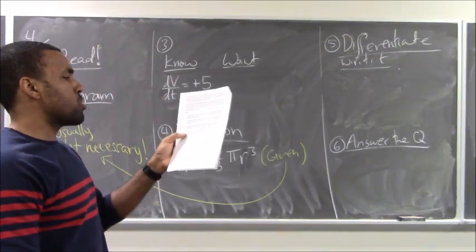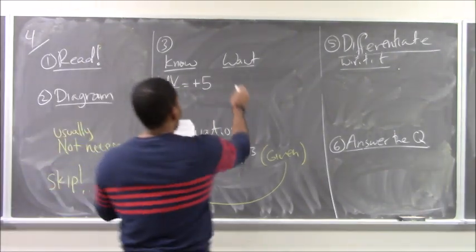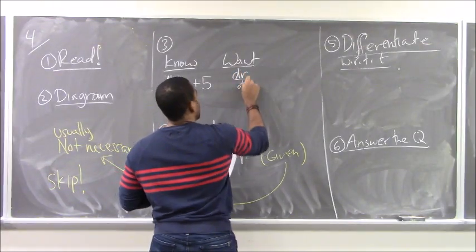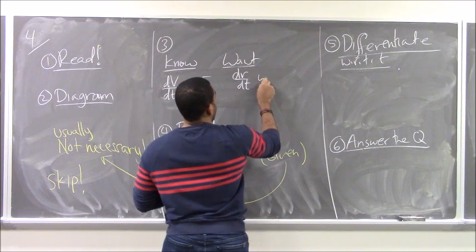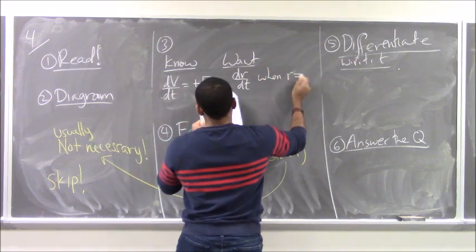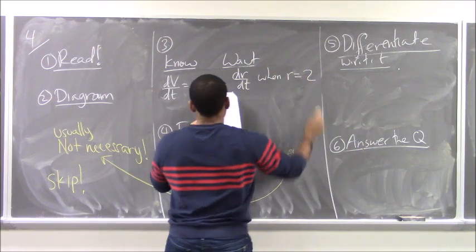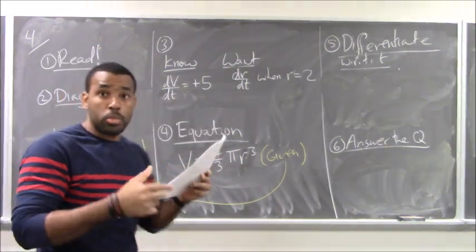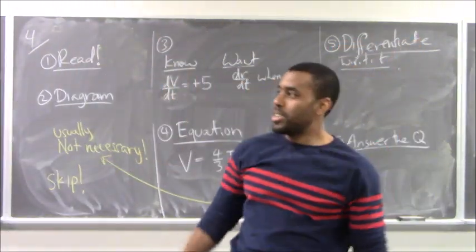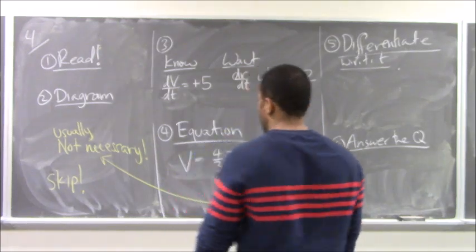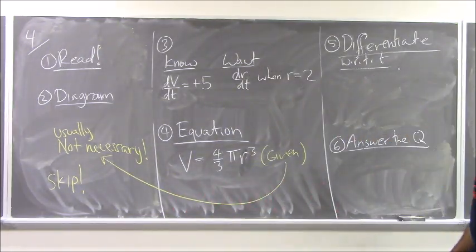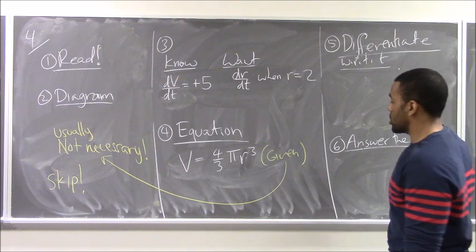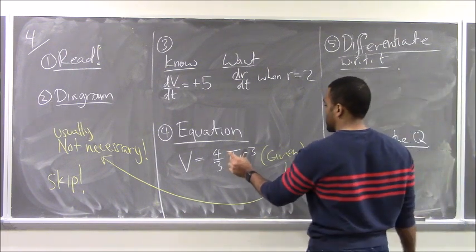How fast is its radius increasing? So what do we want? dr/dt. When do we want it? Now? Well, no. We want it when r equals 2. Right, and at this point we can throw the question away because we have everything filled out here that we'd actually need. So what we're going to do is we're going to differentiate implicitly with respect to time.